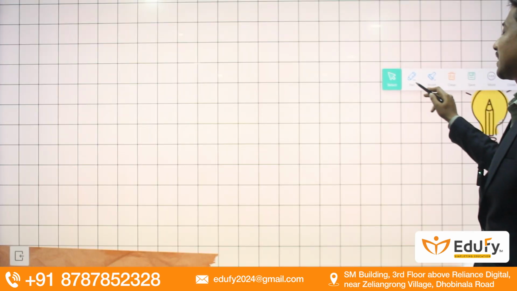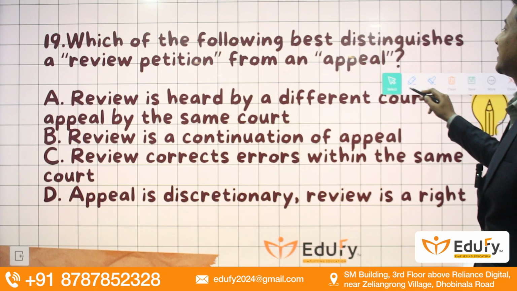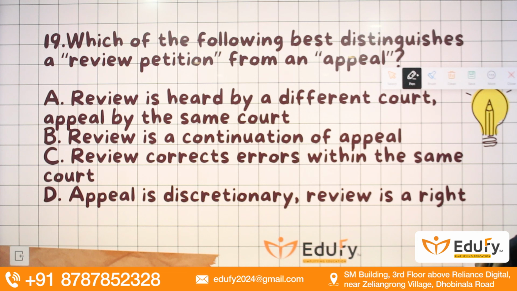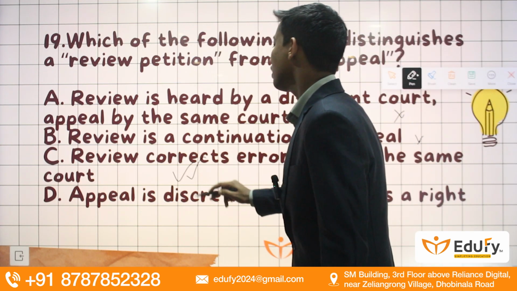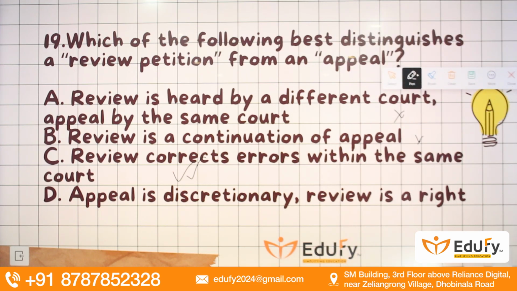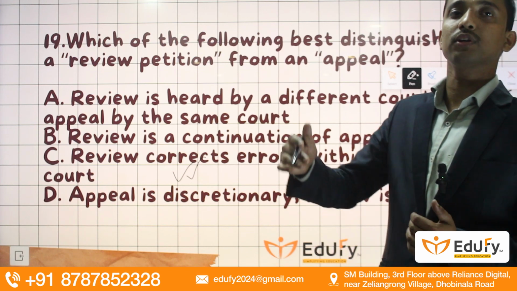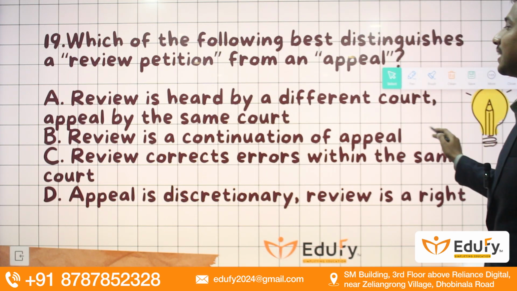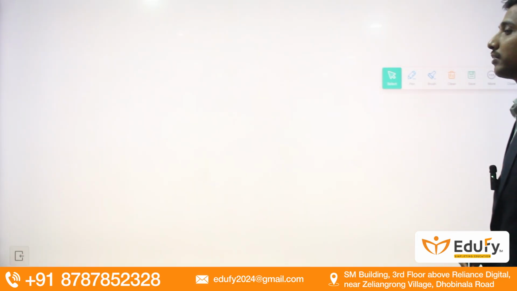Moving towards the next question, guys, we have here, which of the following best distinguishes review petition from an appeal? Review is heard by a different court, whereas appeal by the same court? No. Review is a continuation of appeal? No. Review corrects error within the same court. This is the correct option. However, in case of appeal, if you are not satisfied with a subordinate court, you would reach to the higher courts.